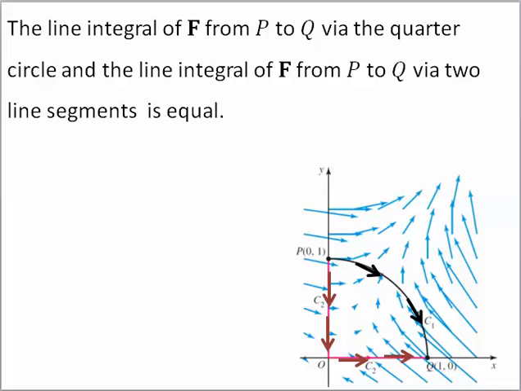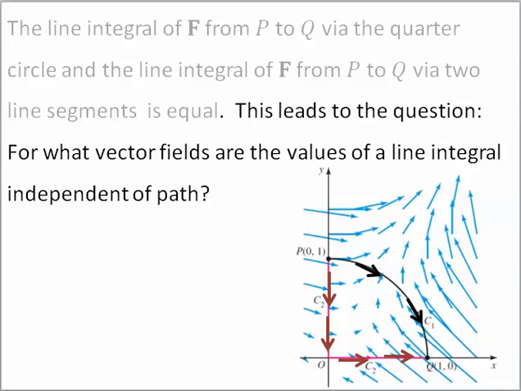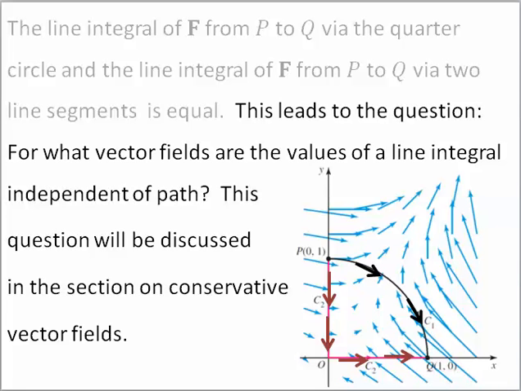The line integral of F from P to Q via the quarter circle and the line integral of F from P to Q via two line segments are equal. This leads to the question, for what vector fields are the values of a line integral independent of path? This question will be discussed in the section on conservative vector fields.